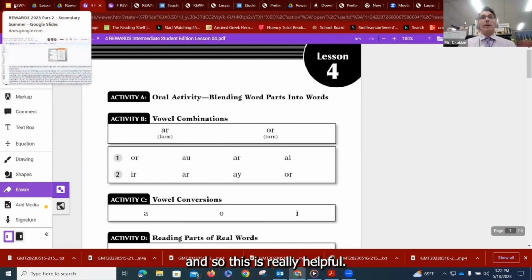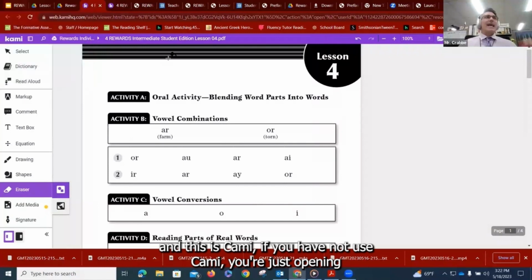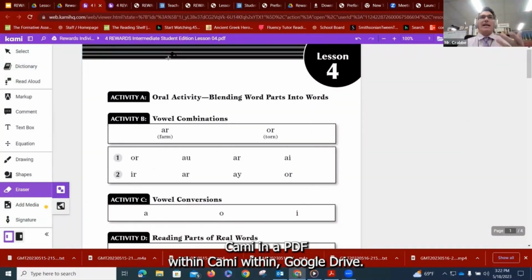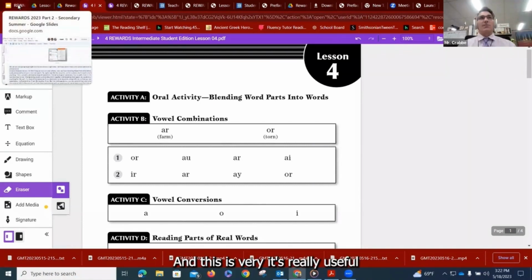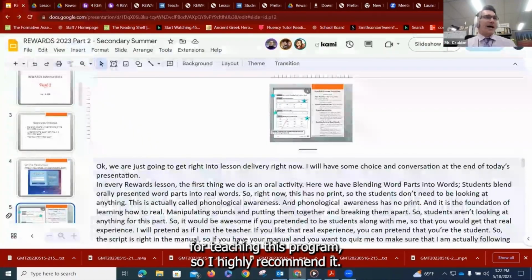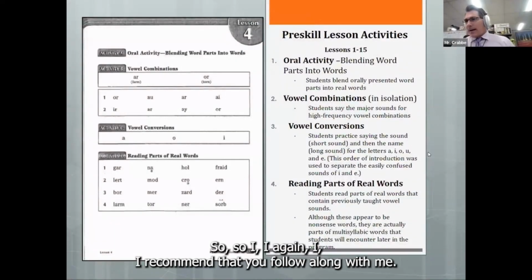And so this is really helpful. And this is Kami. If you have not used Kami, you're just opening a PDF within Kami within Google Drive. It's really useful for teaching this program, so I highly recommend it. I recommend that you follow along with me.